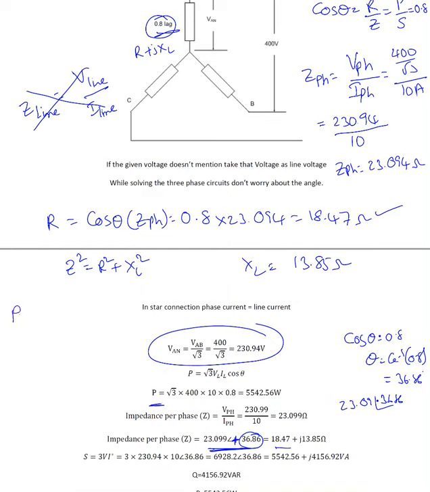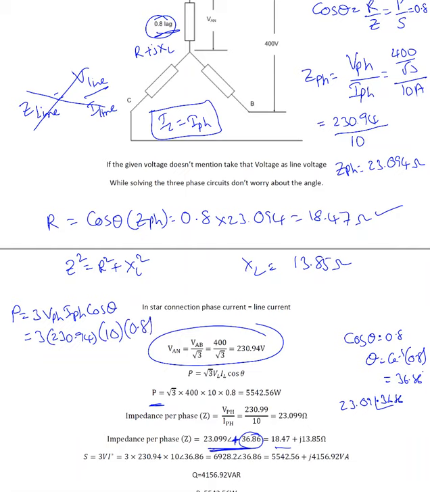We know that P equal to 3 times VPH IPH cos theta. We know VPH, which is 230.94. In star, we know that IL equal to IPH. That's another important point you need to remember. So which is 10 and cos theta is 0.8. So if we solve this, we should end up with the same number, which is 5542.56 watt. That's P.